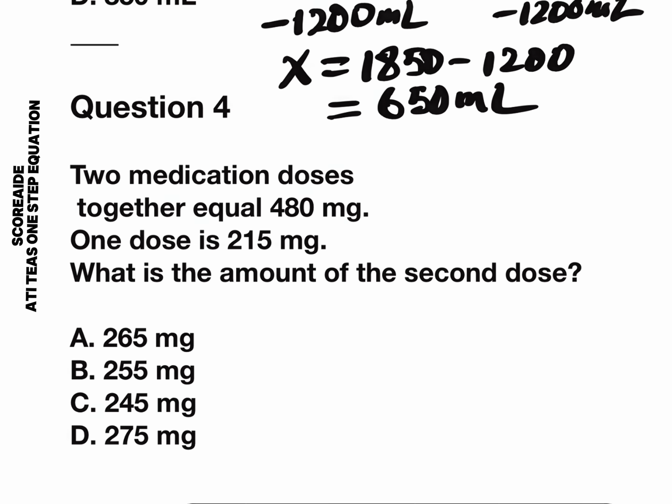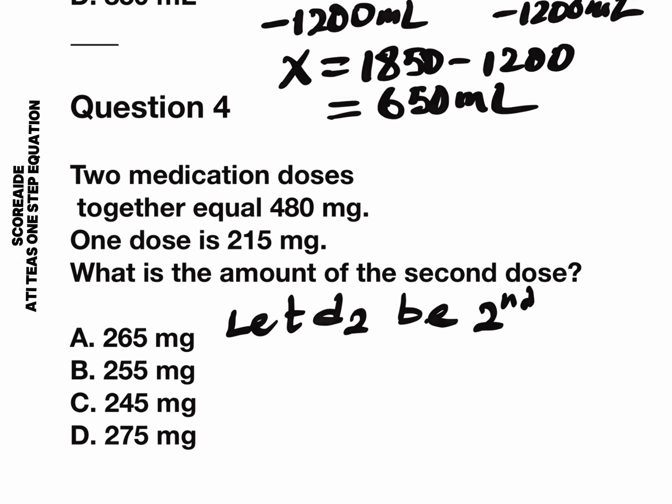Now let's look at question 4. 2 medication doses together equal 480 milligrams. One dose is 250 milligrams. What is the amount of the second dose? So we already know, let D2 be the second dose.